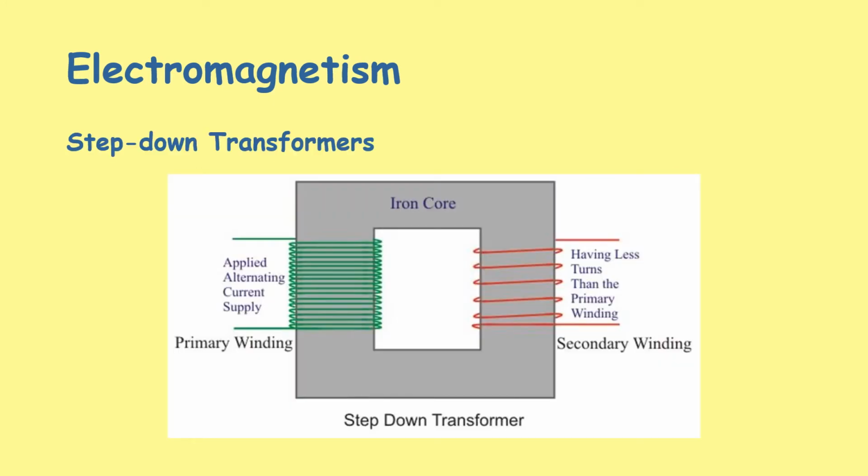Step-down transformers. Again, we have an iron core, a primary winding on the left, and a secondary winding on the right. The secondary winding this time has fewer turns than the primary winding, so it's the opposite from a step-up transformer.